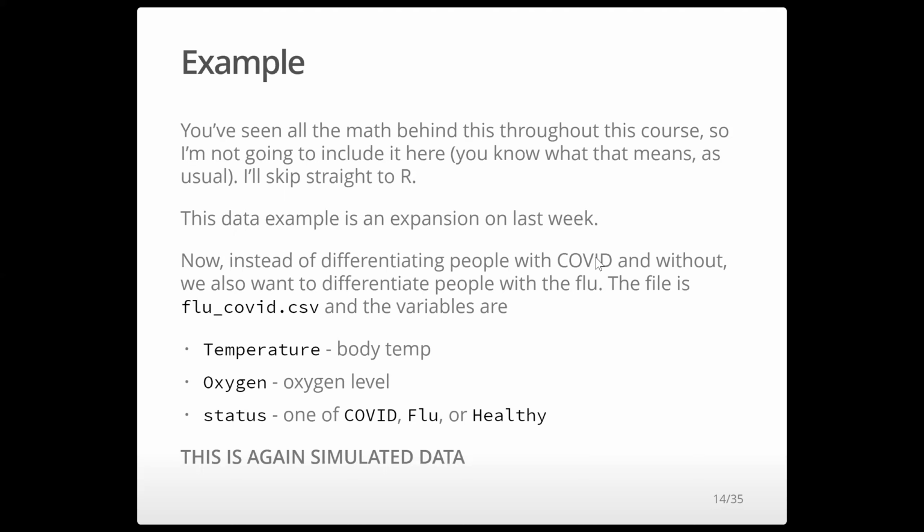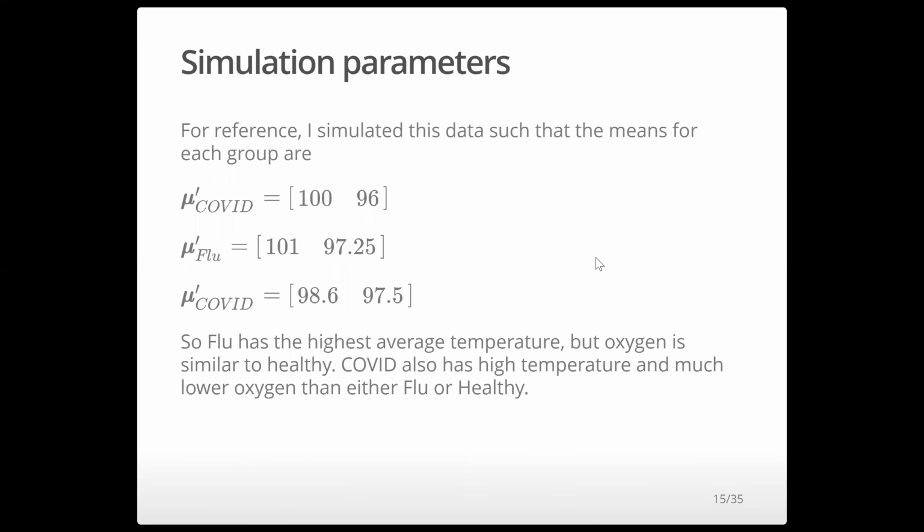This example is an expansion on what we've been looking at, where we're looking at how temperature and oxygen predict whether someone is healthy or sick, except this time, instead of just looking at COVID, we're going to look at COVID or flu or healthy. Once again, this is simulated data. These are the means that I simulated the data from. For COVID, the mean temperature was 100, oxygen was 96. For flu, the temperature was a little bit higher, but oxygen was not quite so low. And this should be not COVID, it should be healthy.